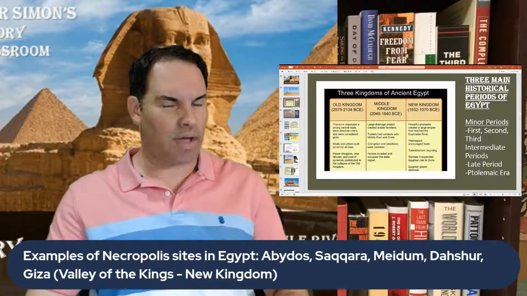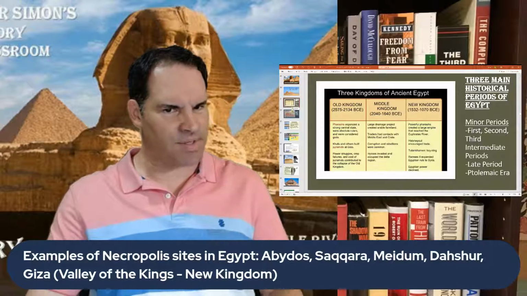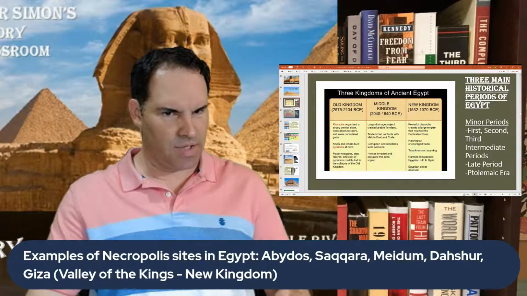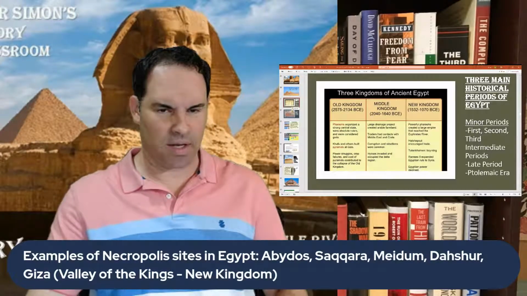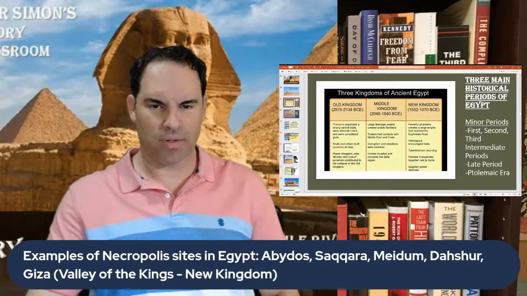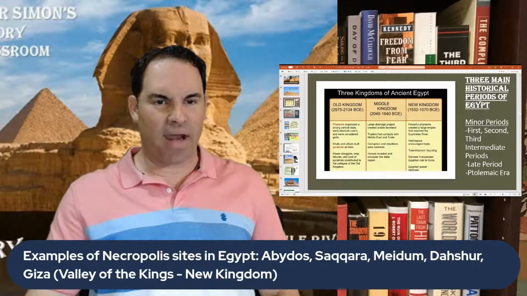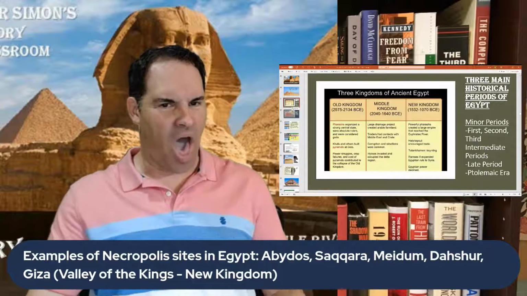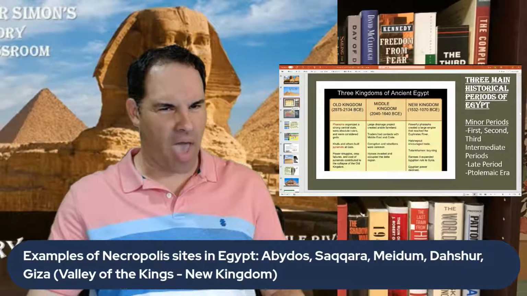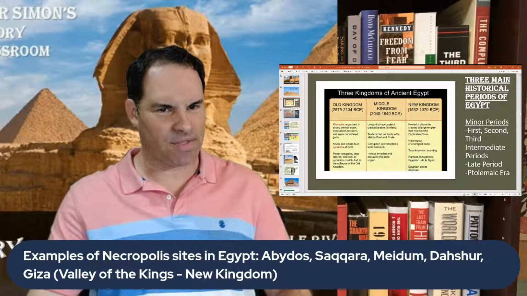And then Saqqara is near Memphis. That's another necropolis site. That's where King Djoser's pyramid was built, and a bunch of other ones there early on, 3rd dynasty. Meidum is south of Cairo, I want to say 50 miles south of Cairo. It's another necropolis site.